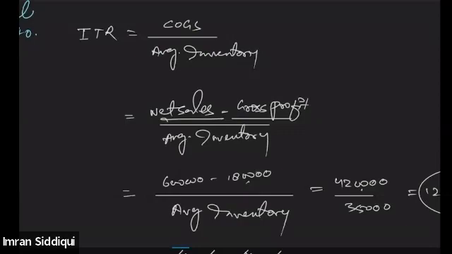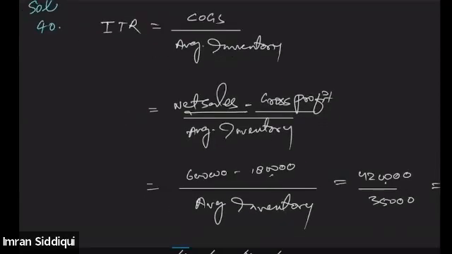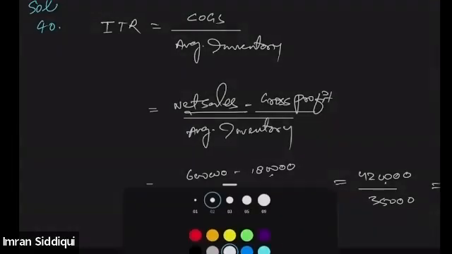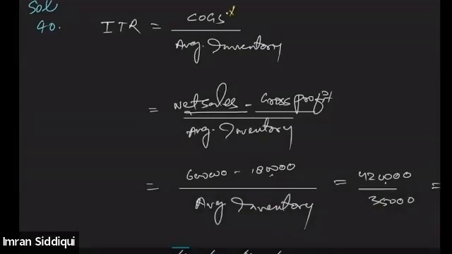See, Halima, we need to find out the inventory turnover ratio, right? But in order to find out the inventory turnover ratio, we have to first of all determine the value of COGS, which is not given in the question directly. So in order to find out COGS, we can subtract gross profit out of net sales. Can we do that?